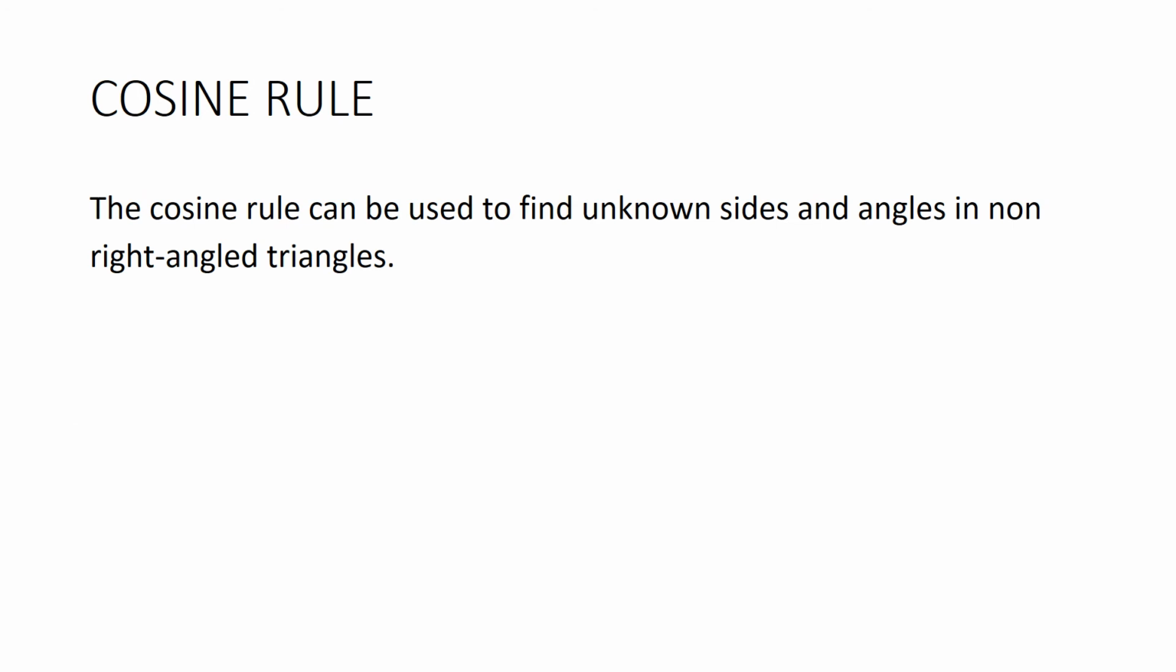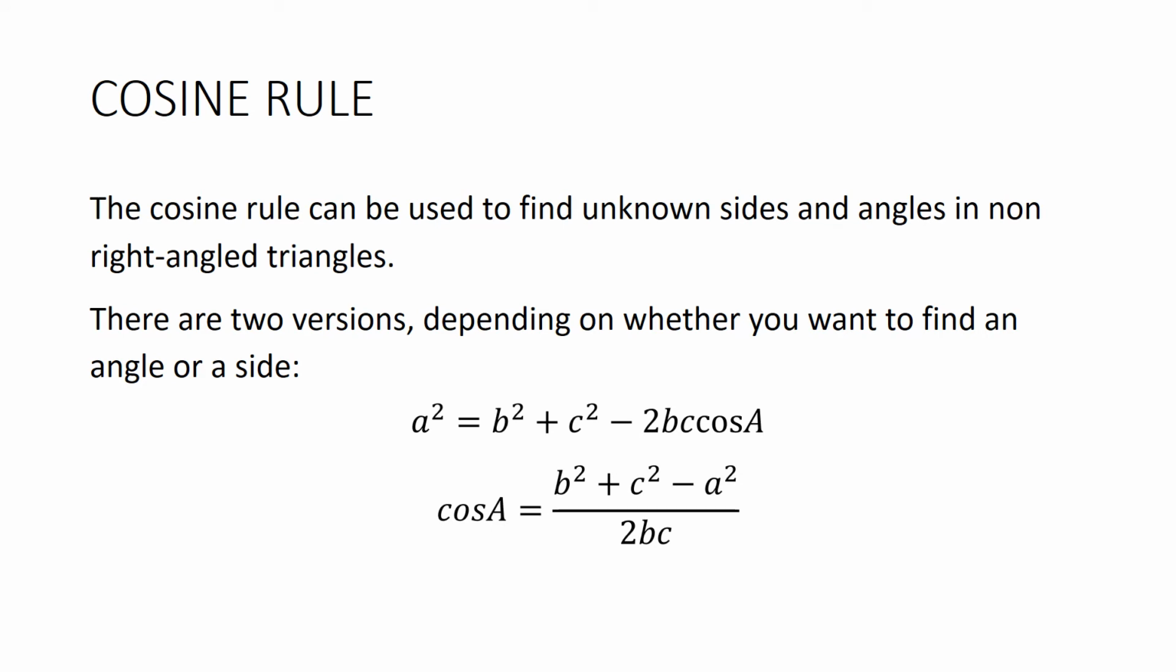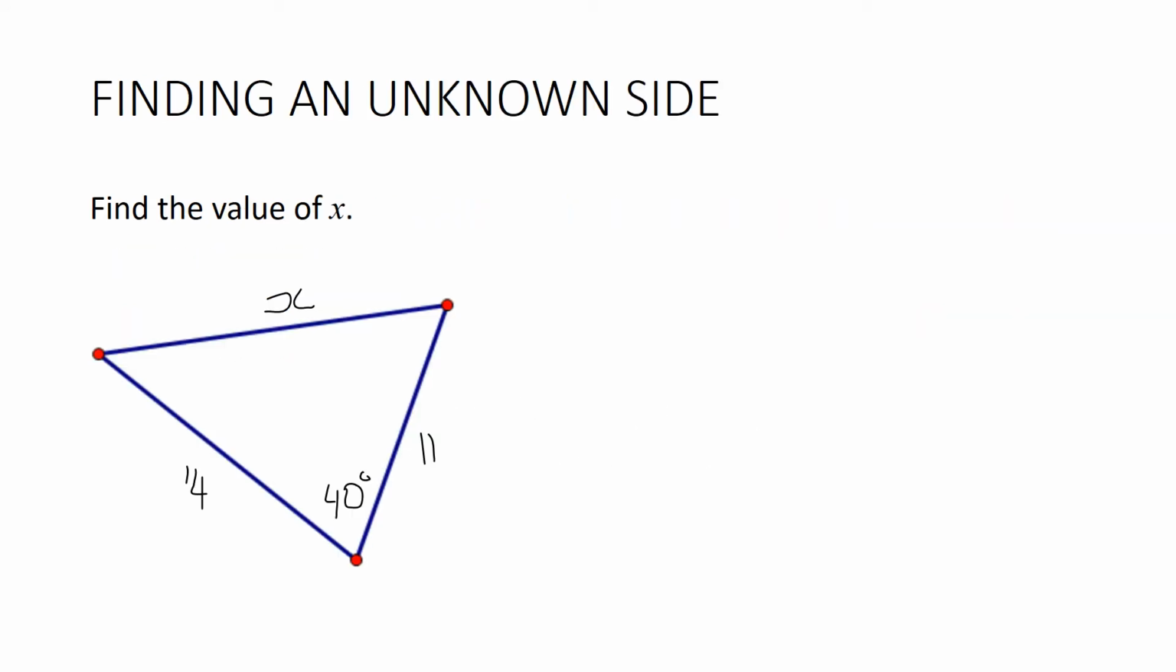Moving on to the cosine rule. The cosine rule can be used to find unknown sides or angles in non-right angled triangles. And there are two versions, both of them are on your formula sheet, depending on whether you want to find an angle or a side. So this is the formula we use to find the side, and this is the formula we use to find the angle. Okay, so let's have a look at an example. Find the value of x. So here's our formula for finding the side, and we have no letters on the vertices, so we're going to put the capital A where the angle is, like this.